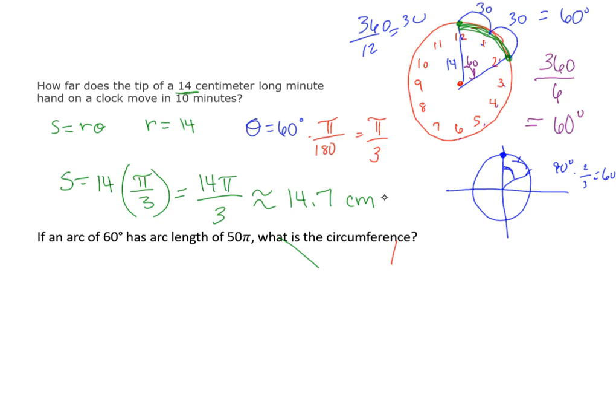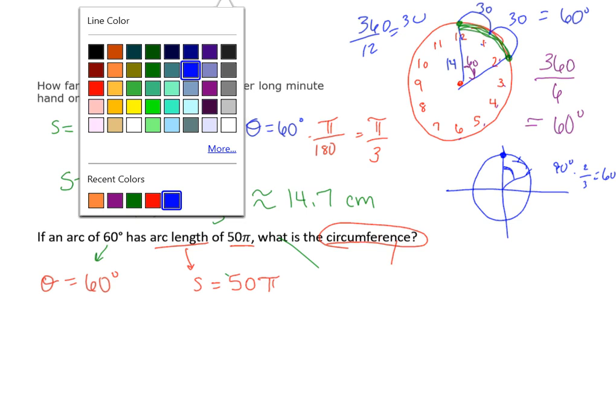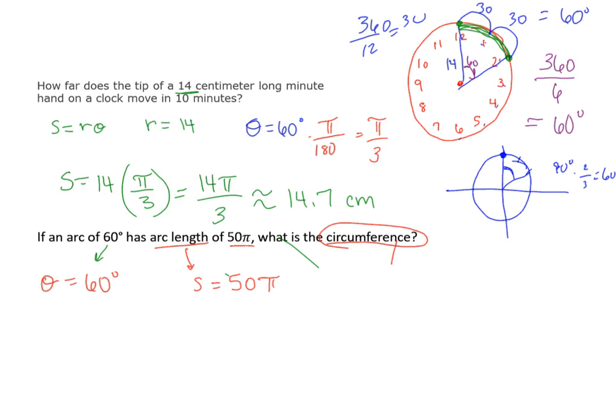Okay, next one says an arc of 60 degrees. That sounds like a theta. Has an arc length of 50 pi. Arc length is S. Then it says, what is the circumference? All right, so let's think about this for a minute. First of all, theta is in degrees, so I'm right away going to change that to radians because I know these calculations have to be done with radians. So it's the same as the last one, theta equals pi over 3. And then it says S equals 50 pi.